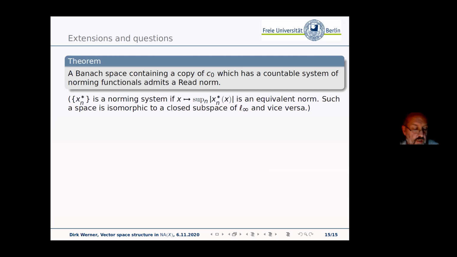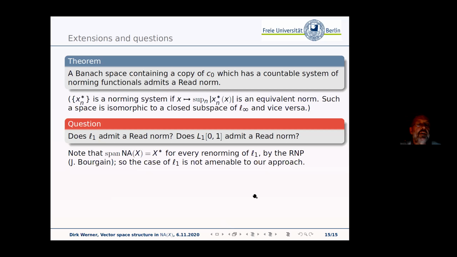This much is known, but it is not known whether it's true for all separable spaces. For instance, about little L1 and capital L1, our approach doesn't say anything. And for little L1, it's even worse, because at the very beginning, we discussed that for little L1 with its original norm, the span of the norm-attaining functionals will be the whole dual, and likewise for capital L1.